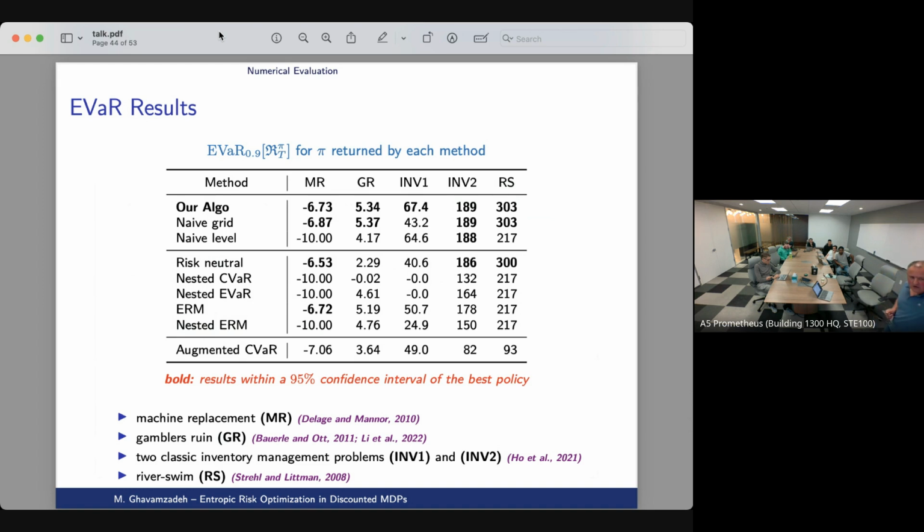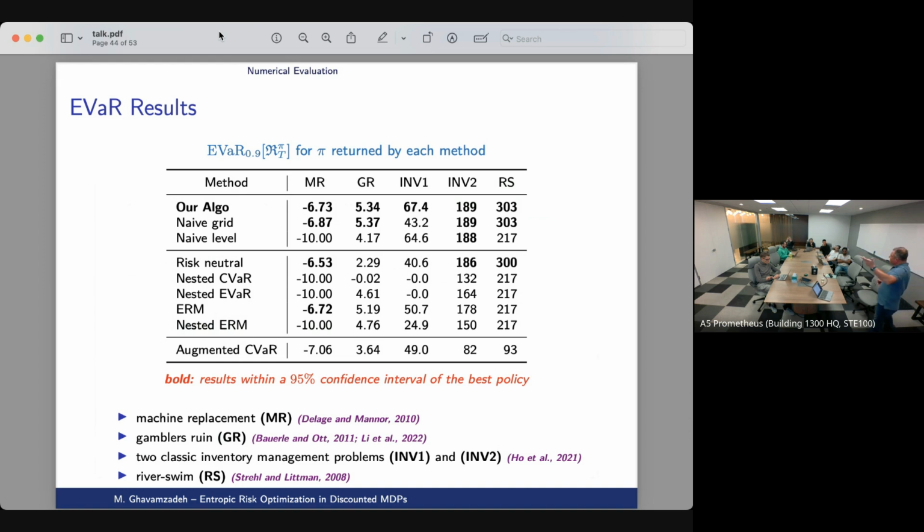And then we have done our comparison. Whatever I show in boldface in this table is when the result is in the 95% confidence interval of the optimal solution. Remember, I can compute the optimal solution with Monte Carlo, so I do that there. So here you can see our algorithm actually performs the best for all the problems, but there are a couple of observations here. The naive grid in 4 out of 5 problems performs very similar to us.